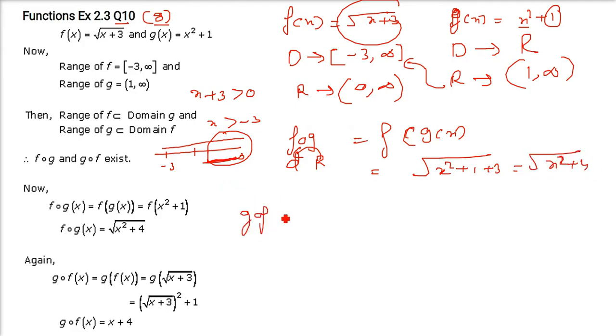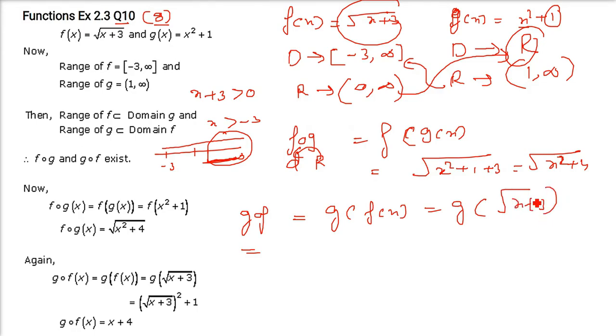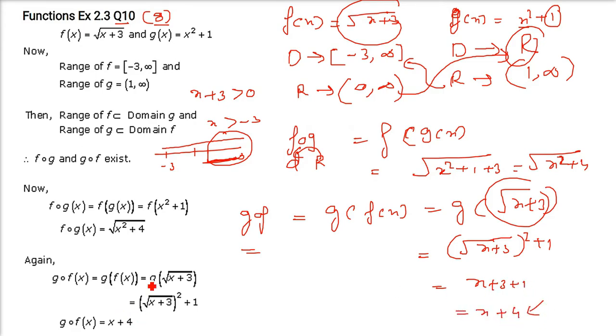Now g of f of x. The range 0 to infinity is coming inside R, that is real numbers. So g of f of x is possible. R is negative infinity to infinity, and it contains 0 to infinity. So g of under root x plus 3. Take under root x plus 3 and place it as x. So under root x plus 3 whole square plus 1. That is going to be x plus 3 plus 1, x plus 4 will be the answer. Okay.